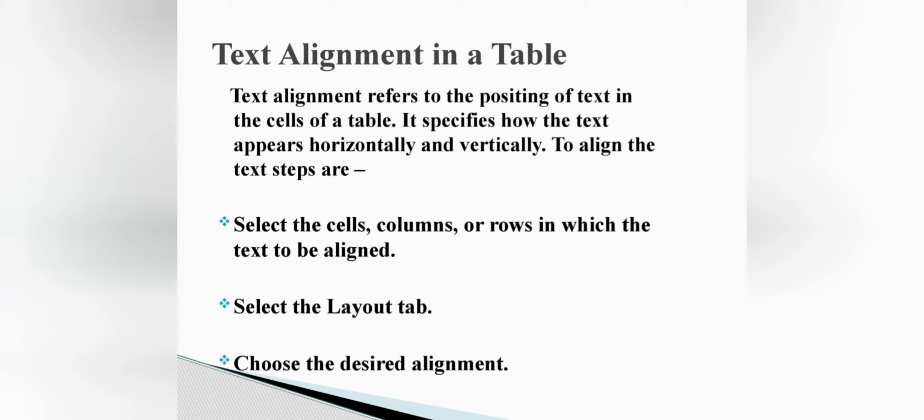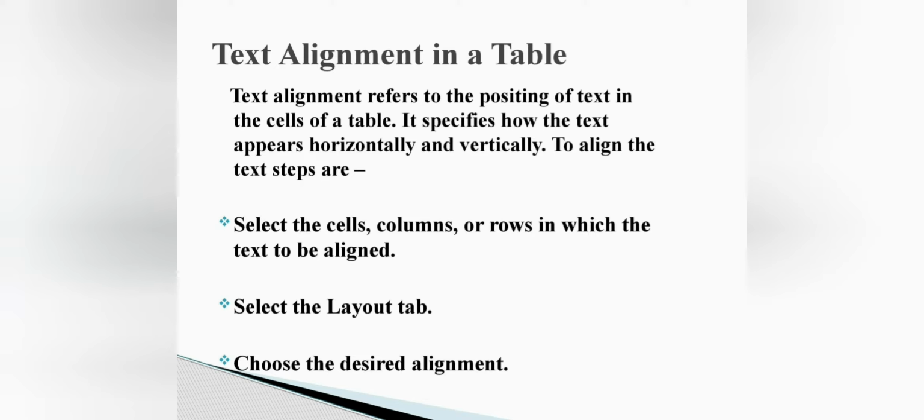So these are the steps we have to follow to align text in a table. Select the cells, column or row in which the text is to be aligned. We can align the text in an individual cell, in the whole column, or for the whole row. One more thing, we can align for the whole table also. Whichever we want to align, we have to select that particular cell, column, row or table.